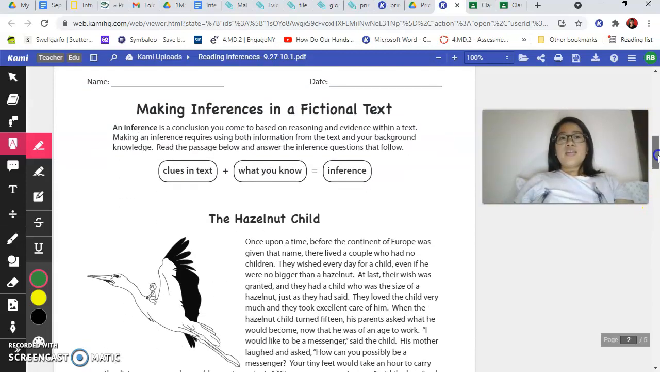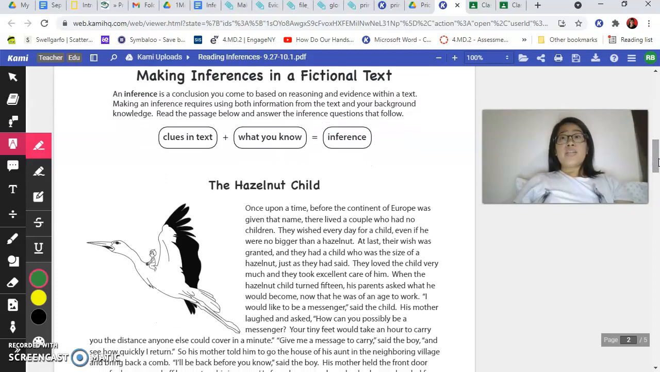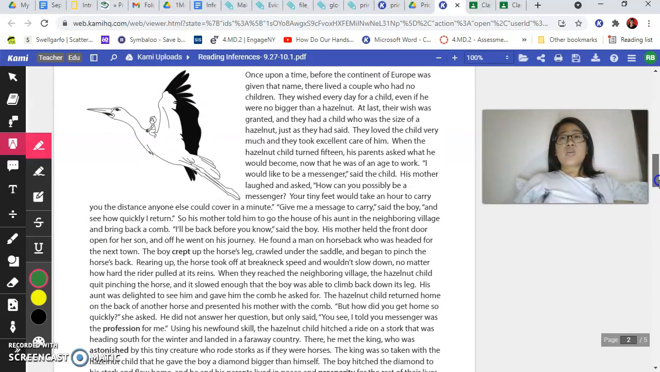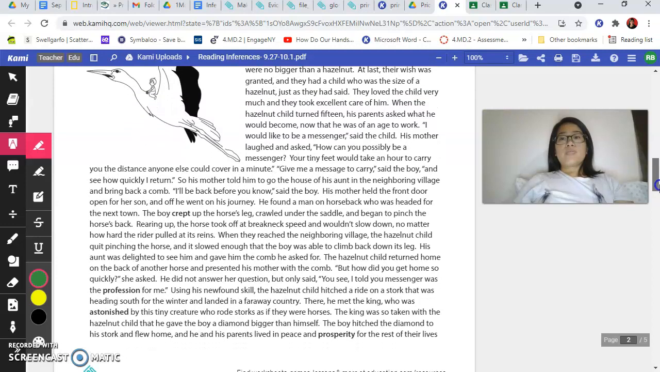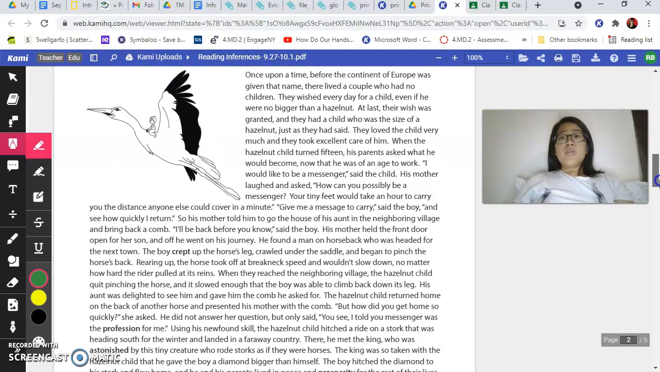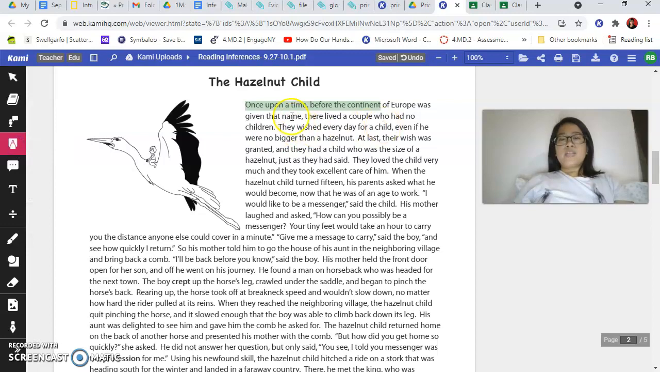When you go to the next page, this will be for Tuesday. All you have to do is read and look at the text clues. This could be the time you can underline where you can find text clues or make inferences. I'll have you read this on your own. There will be some words that might be a little bit difficult. So for instance, this one right here is continent. Okay? I'm going to highlight some of them.